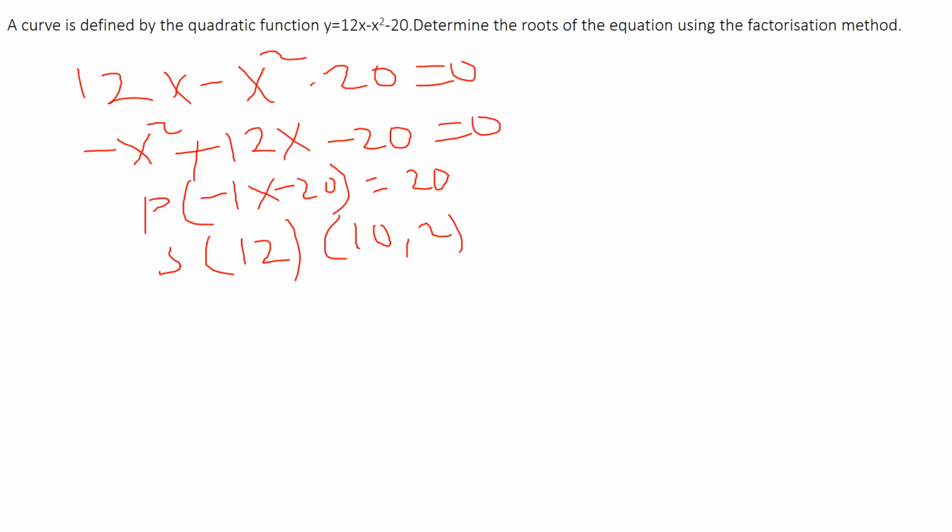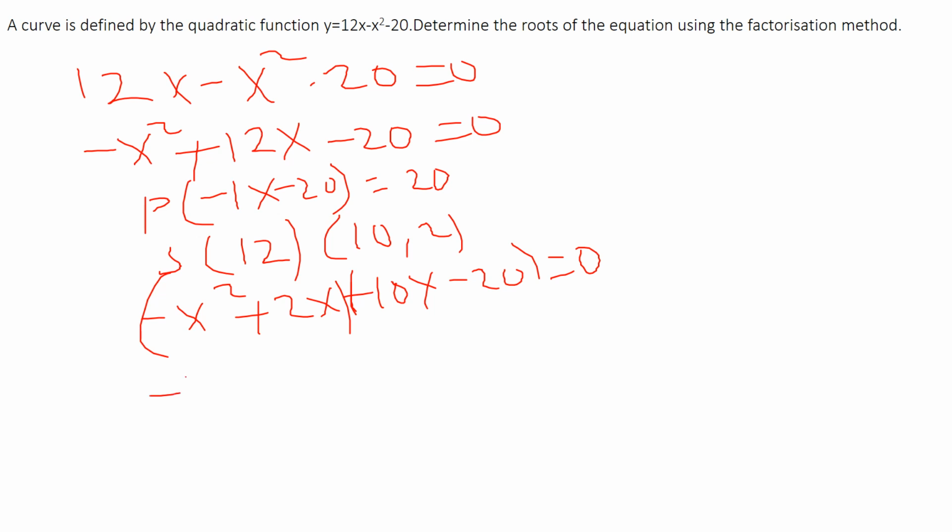So in this case, where I have 12x, I can substitute with 10 and 2. So I'll have negative x squared then plus 2x then plus 10x then minus 20 is equals to 0. So I can group them so that I can be able to factorize them. So here I'll have negative x. When I factor out negative x here, I'm going to remain with x minus 2, and here when I factor out the positive 10, I'll be left with x minus 2.